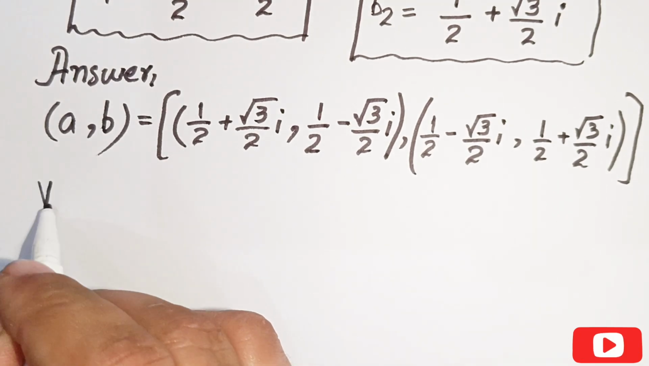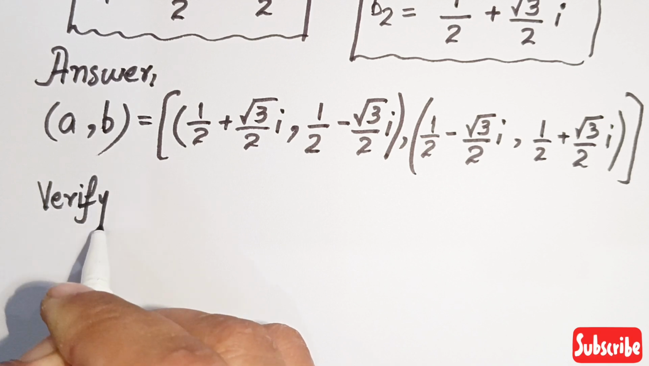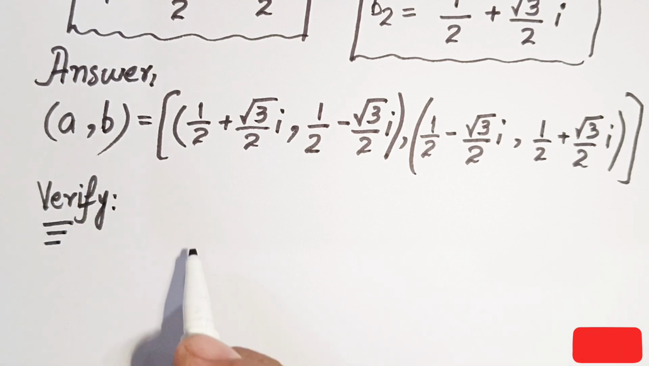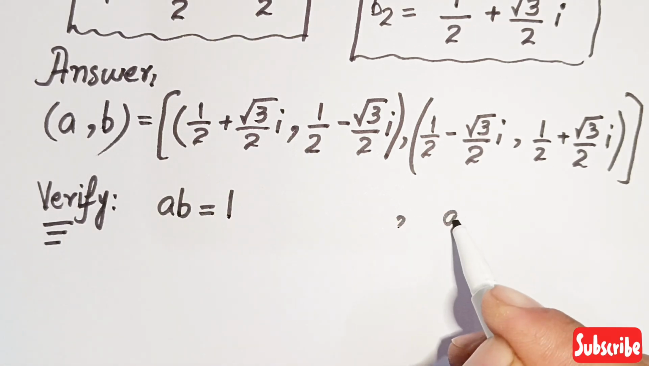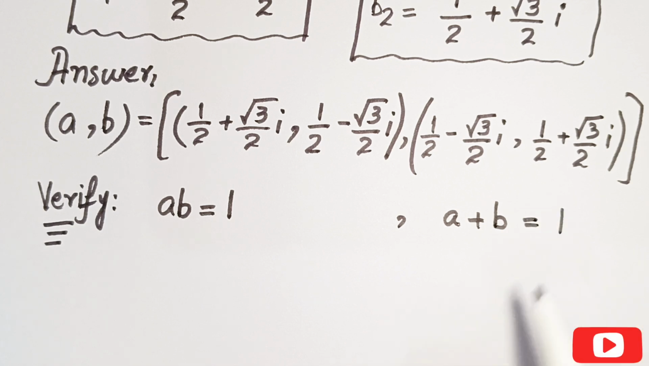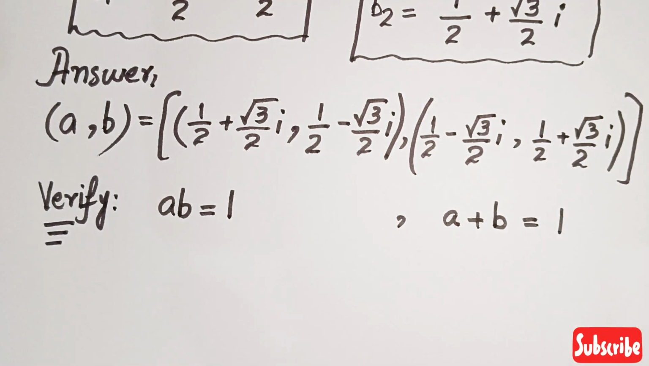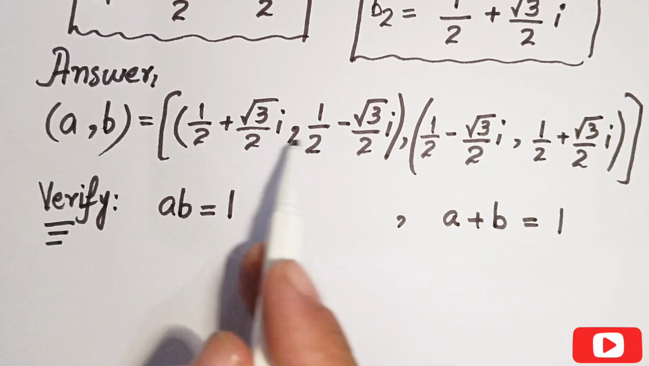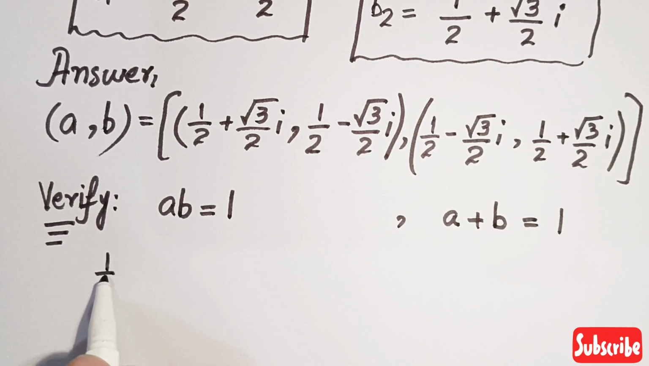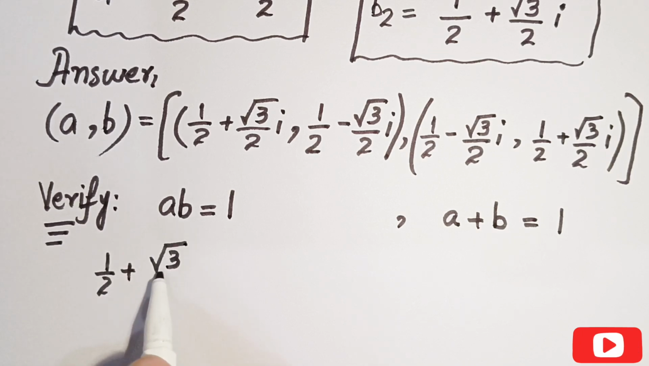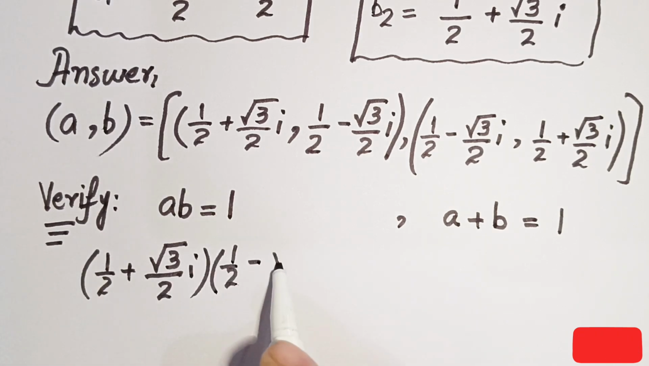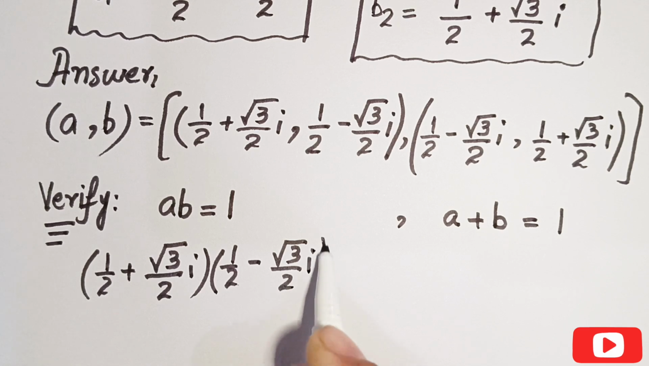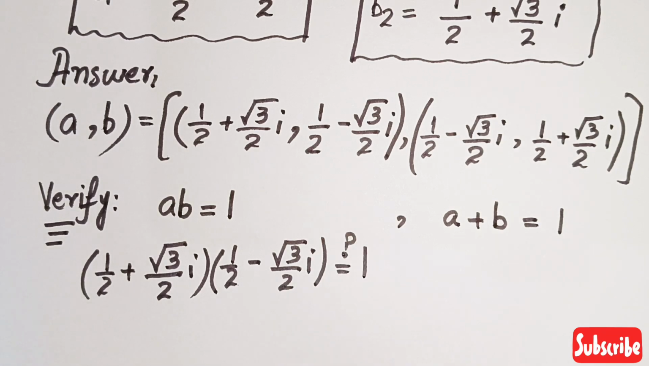Now we have to verify our result. So for verification, writing our problem here, we have the first equation, that is ab is equal to 1, and our second equation is a plus b is equal to 1. Putting any pair of values of a and b, we get the result. So here we are going to use this pair. Here the value of a is 1 over 2 plus square root of 3 over 2 i times 1 over 2 minus square root of 3 over 2 i, is it equal to 1.